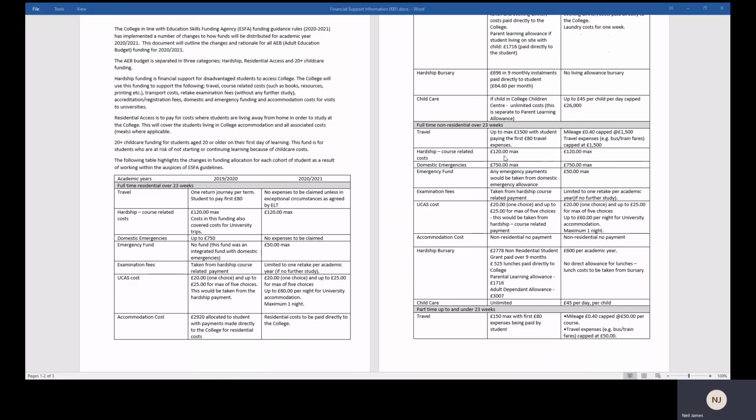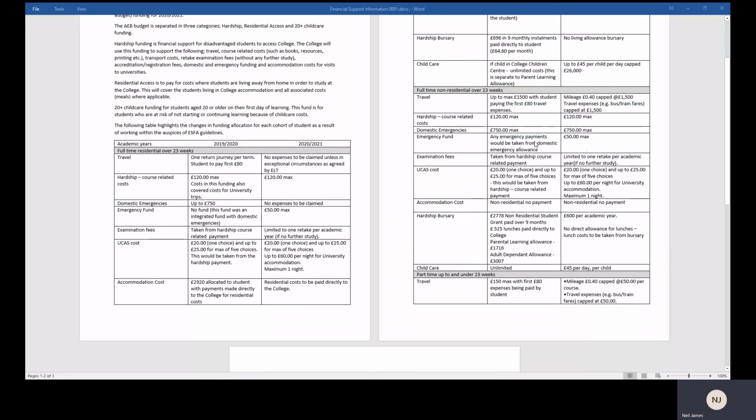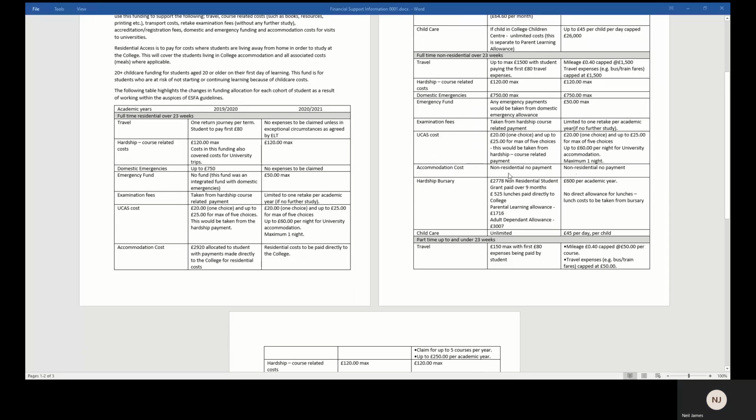Hardship, which is cost-related costs, was previously £120. That remains the same. Domestic emergencies remains the same. Again, as I said in the previous, for the residential students, we've separated the domestic emergencies and the emergency fund out, and there's £50 allocated this year. Examination fees, again, the same as the residential students, and again the UCAS costs. Obviously, because students are non-residential, there will be no residential payment.